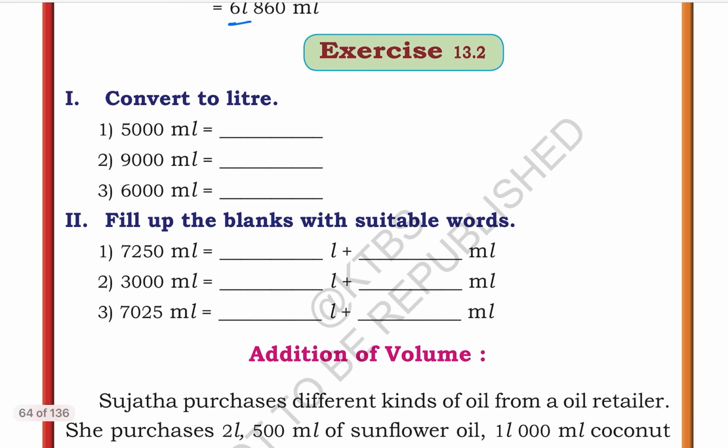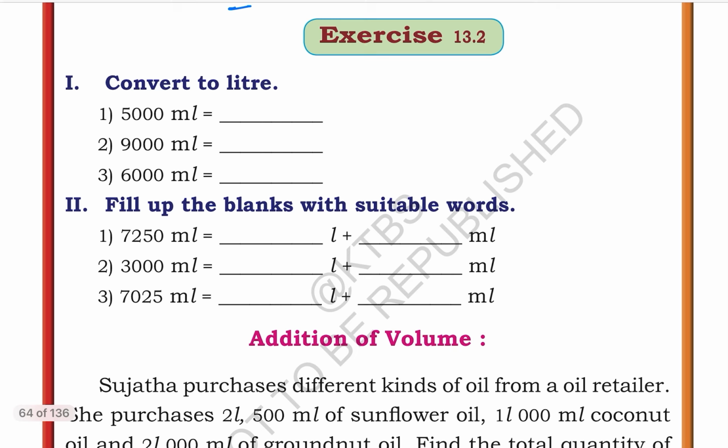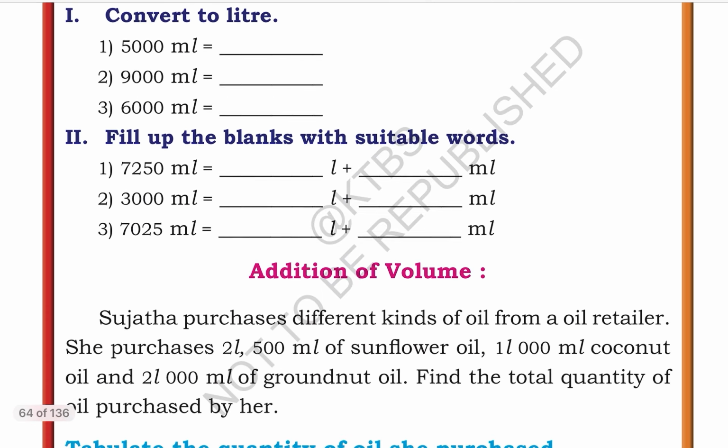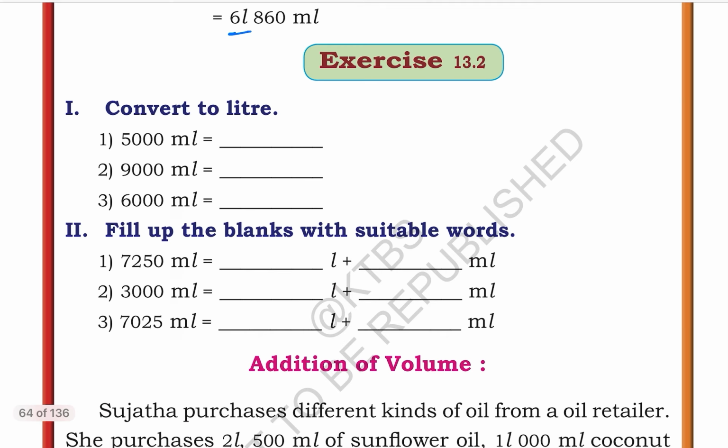Now move on to this exercise. Convert to liter. 5000 ml. How will you convert milliliter to liter? What is the relationship? Just divide by 1000. Why do we divide? Because we are converting from smaller unit to bigger unit. 5000 by 1000 is equal to 5 liters. Similarly, do this one, do this one. This is 9 liter, this is 6 liter.